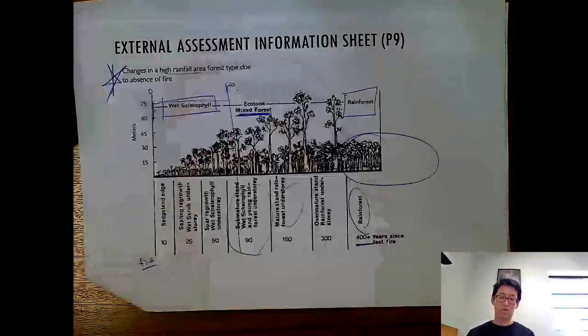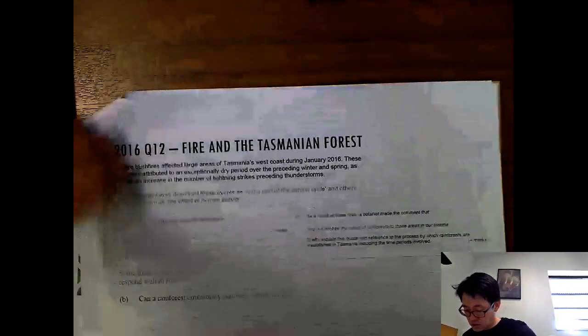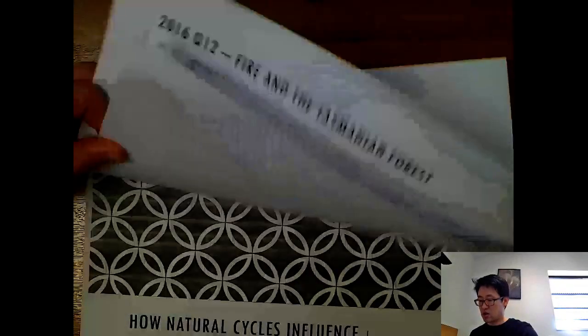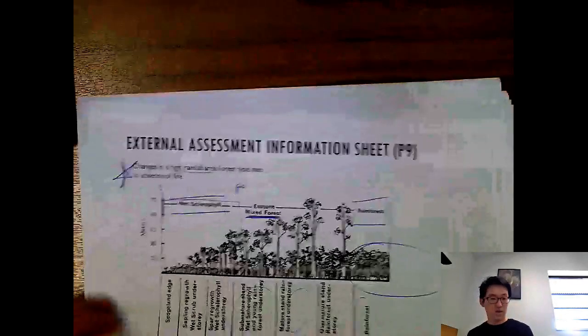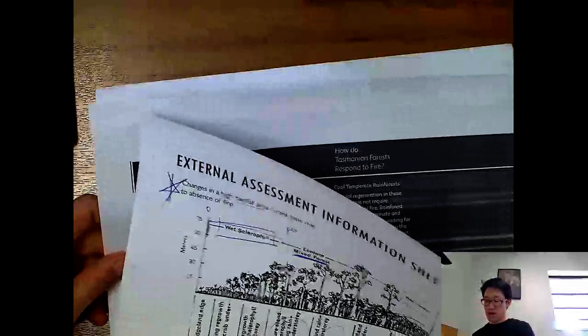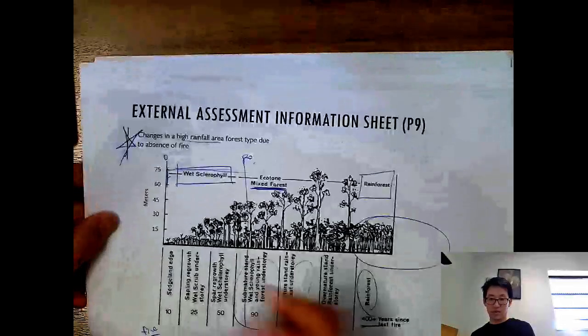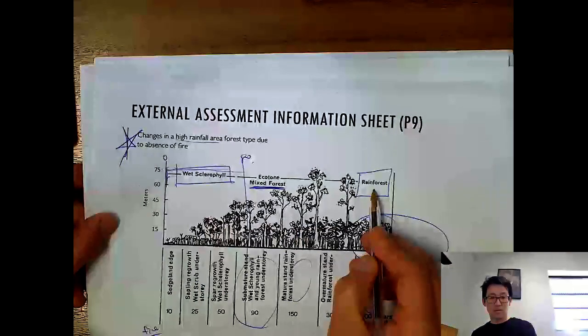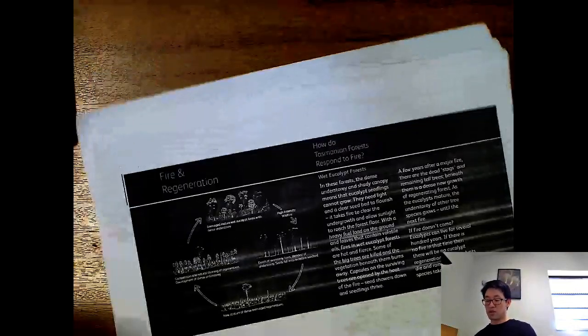You must know this. Quite often they ask this question, and that question is also related to one of those exam questions at the back. So make sure you go through those exam questions. Okay. You're not going to see dry eucalypt forest here. It's only wet eucalypt and rainforest. Okay. Because the condition is very wet.